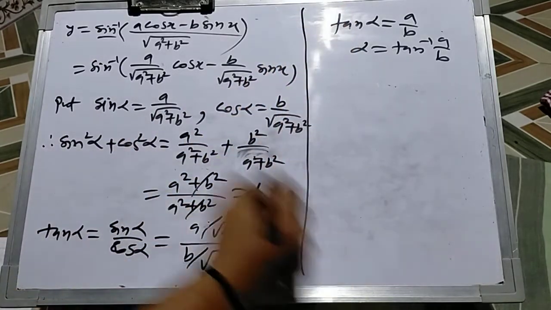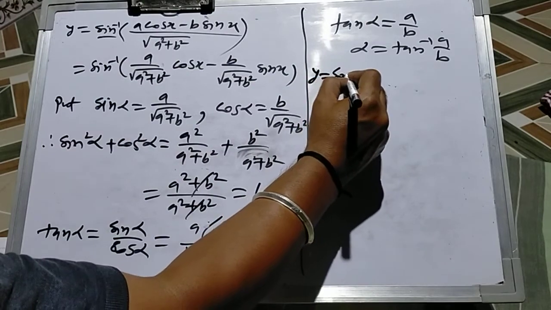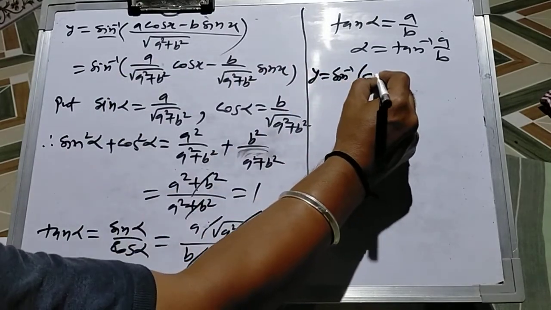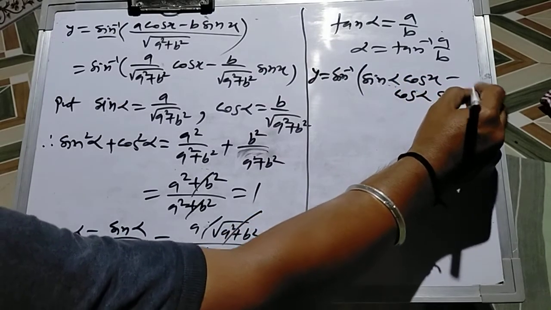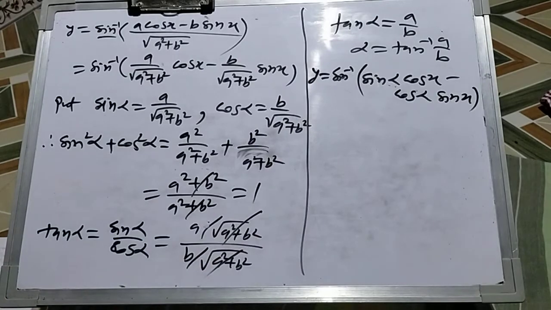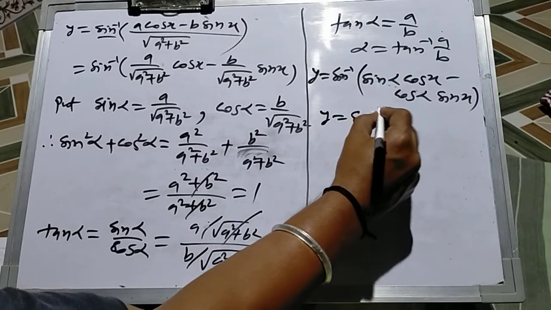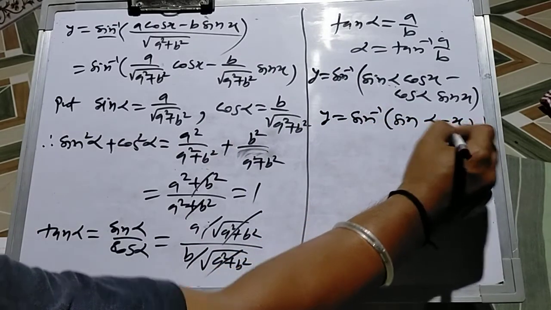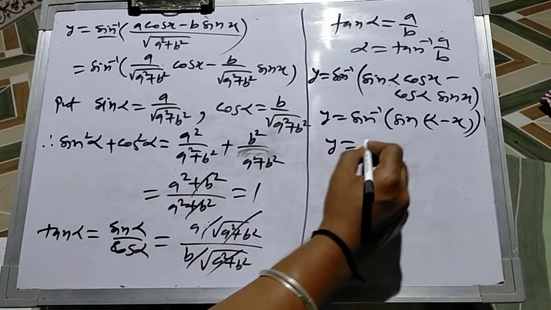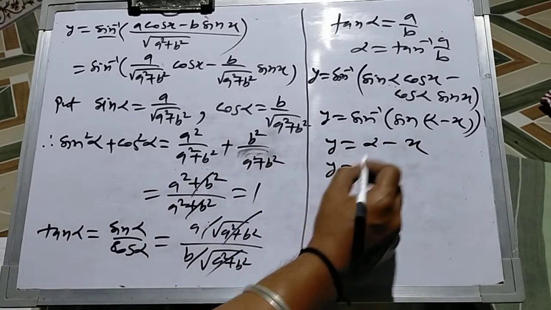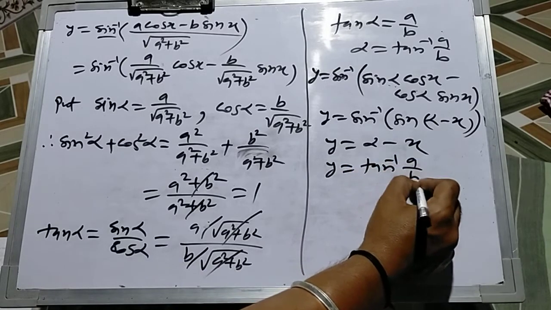So here our term y is equal to sin inverse of, this term is sin alpha cos of x minus cos alpha sin of x. So here sin a cos b minus cos a sin b means sin of a minus b. So y is equal to sin inverse of sin of alpha minus x. Again here sin inverse of sin of theta means theta.